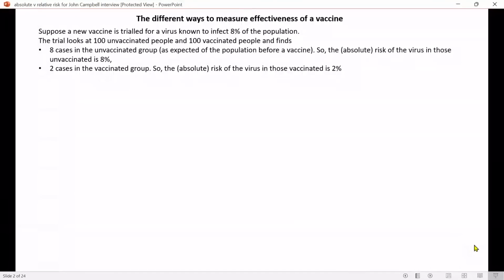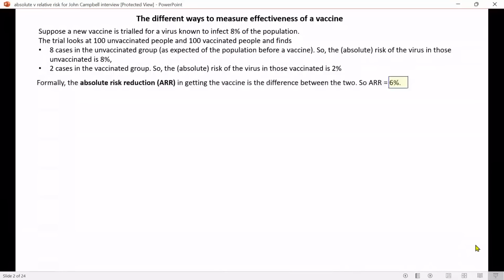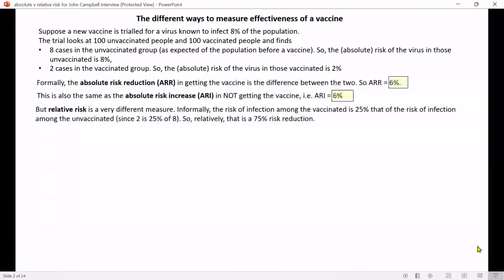So if you can just click through again. So formally, the absolute risk reduction in getting the vaccine is just the difference between those two risks. So it's the absolute risk of infection without the vaccine minus the absolute risk of infection with the vaccine. So it's just 8 minus 2, and that gives you your 6%. That is the absolute risk reduction measure. And you can also, depending on how you're viewing this, think of it as the absolute risk increase of not getting the vaccine, right?